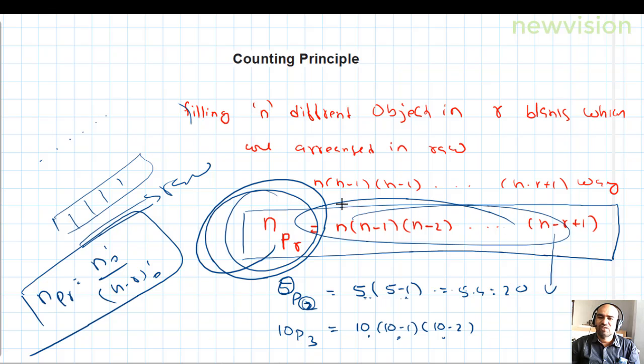Or you can remember this easily. No, I just explained, no? 10p3, how to remember? 10 should be reduced 3 times. 10 into 9 into 8. That's all.